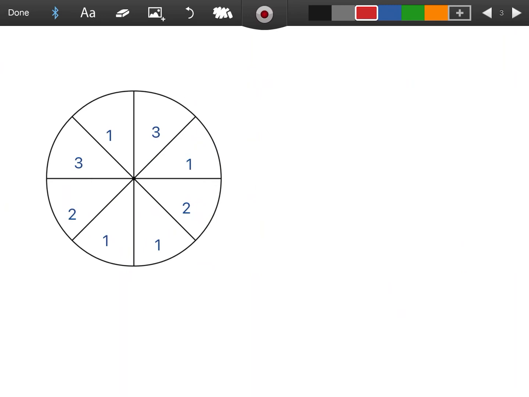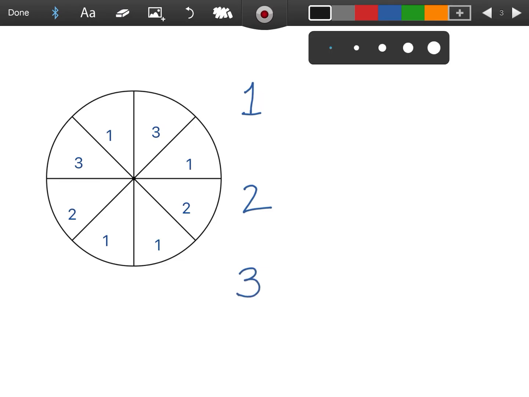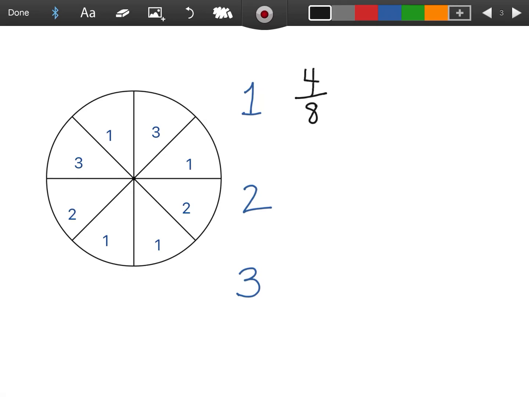We've got our spinner, and we're going to express the probability of spinning a 1, a 2, and a 3. The easiest representation to start off with is fractional representation, because you should be able to look at that spinner and say, there are 8 spots on that spinner and 4 of those are 1. For the 2, there's still 8 spots, that hasn't changed, but instead of 4 spots, there's only 2 spots. And for the 3, there are 8 spots, and only 2 of those spots are 3s.